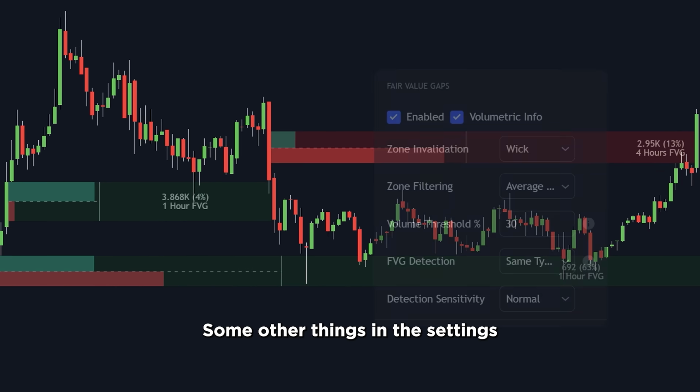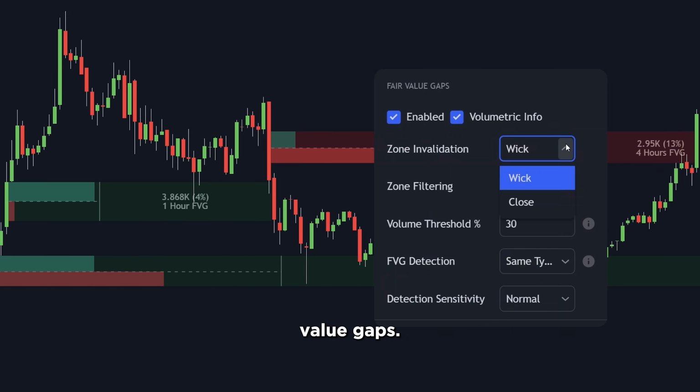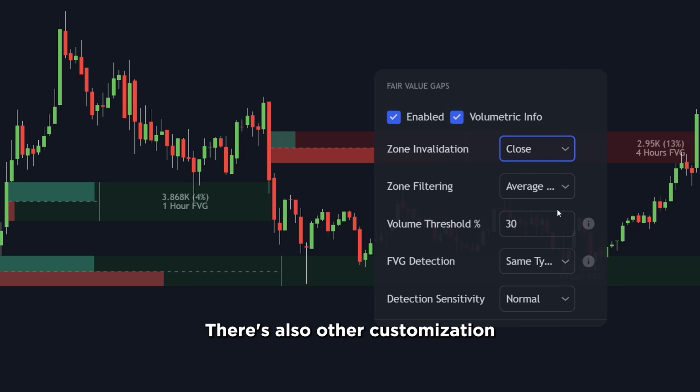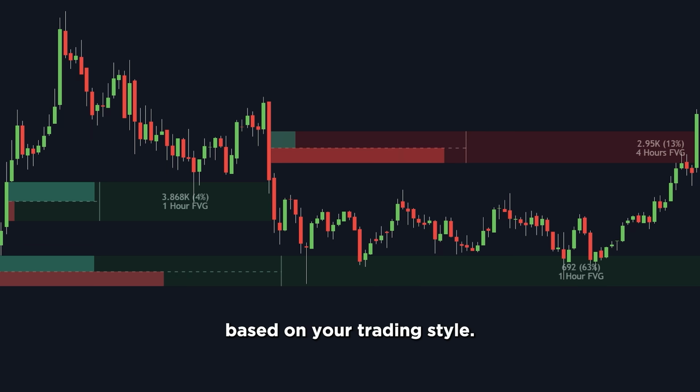Some other things in the settings include the invalidation of fair value gaps. You can choose between a candle close or wick below or above the zone. There's also other customization about fair value gap detections based on your trading style.